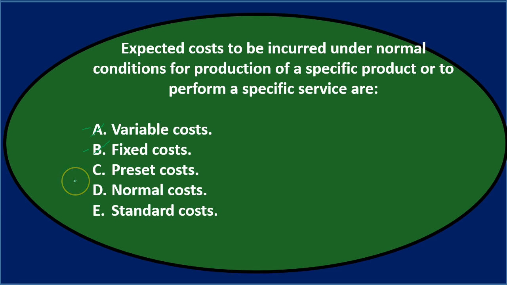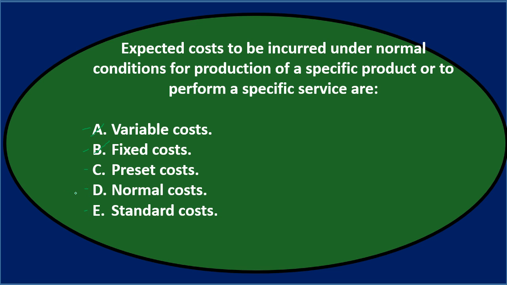The next one says preset costs. And that sounds kind of closer to what we're thinking about here. The expected cost to be incurred under normal conditions. Preset costs, maybe. D says normal costs. And that's another term that sounds like it could kind of apply. Expected costs, the normal costs. So I'll keep that one. And E says the standard costs. And again, it sounds like similar terms. Preset, normal, standard. They all sound like kind of the same type of thing. I'll keep that one for now.